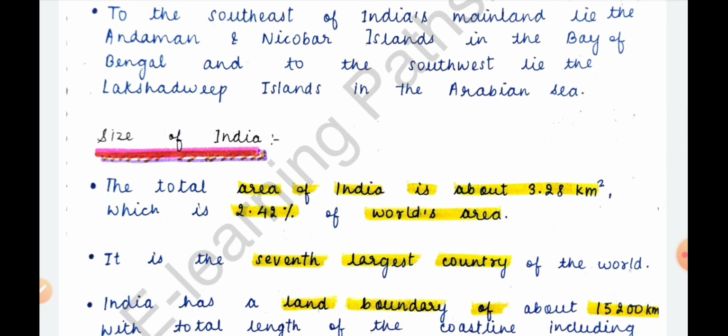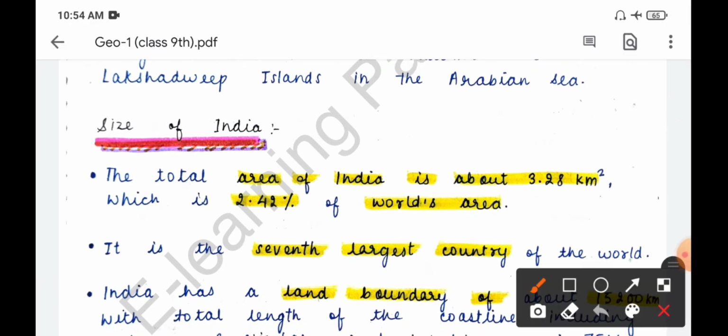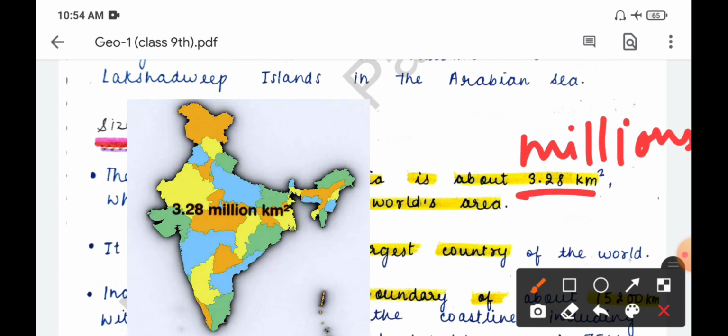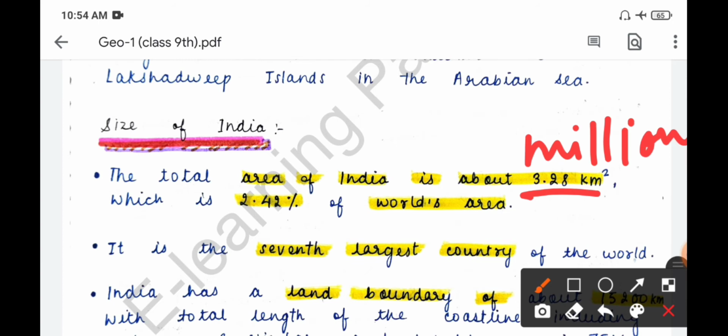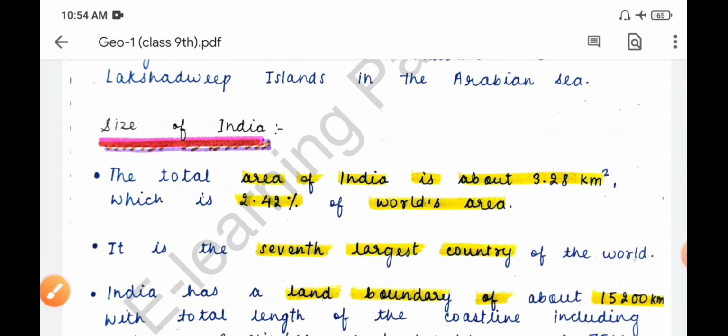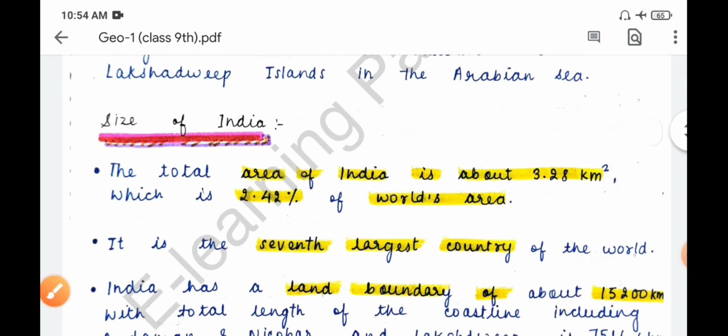Now let's discuss the size of India. The total area of India is about 3.28 million square kilometers, which is basically 2.42% of the world's area. And by contributing 2.42% of the world's area, India becomes the 7th largest country of the world.